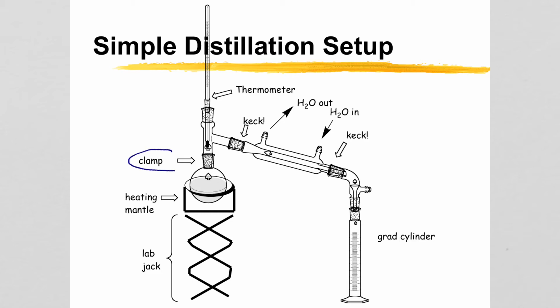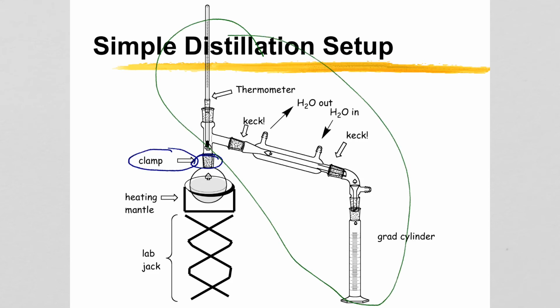So a couple of places are going to be different. Notice here that we're just going to use one clamp to the ring stand, and that's going to be at the neck of the distillation flask, and it's going to support the entire apparatus. So we won't have a second clamp right here on the vacuum adapter. I'll explain more about why that is, but we will not have that second clamp.